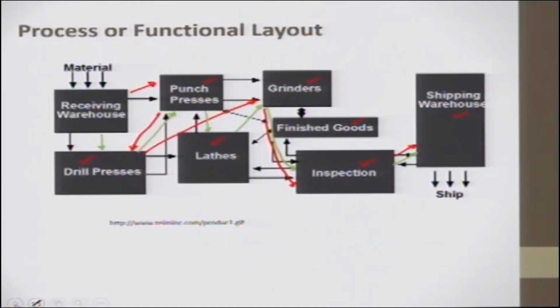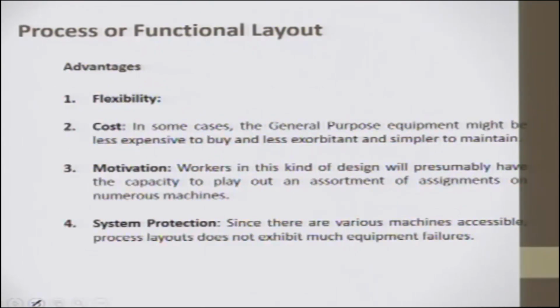Or process or functional layout. Here we have put the functional word as well, as we now know very well from the value engineering concept what a function is. So this is one function, drilling. This is the second function, punching. Third function is turning here. Fourth function is grinding. Fifth function is just finishing the goods. This is another function. So it is divided accordingly into function groups.